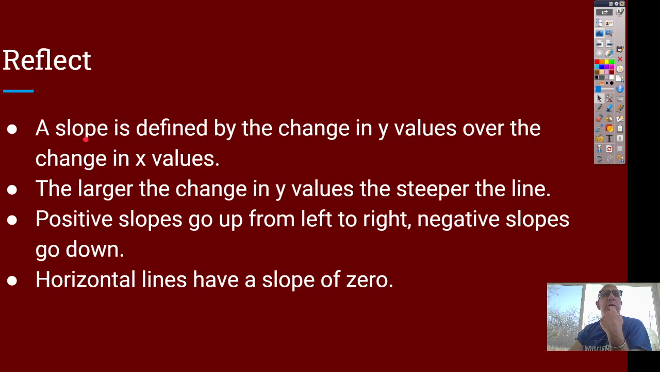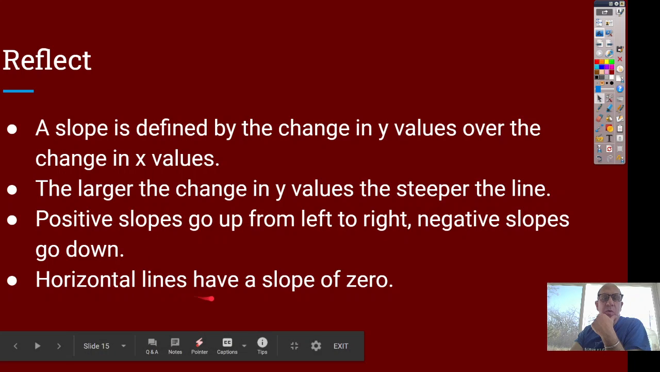So what did we learn? The slope is defined by the change in the y values over the change in the x values. The larger the change in the y values, the steeper the line, while the larger the ratio of y values to x values, the steeper the line. And a positive slope goes up from left to right, negative slopes go down, horizontal slopes have a slope of 0.